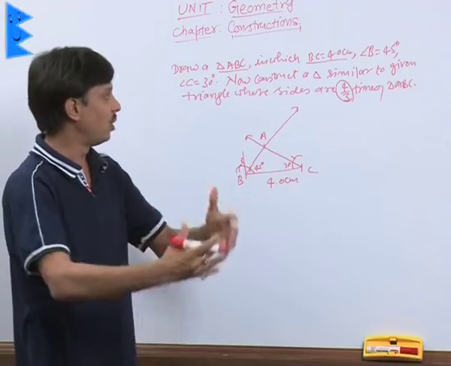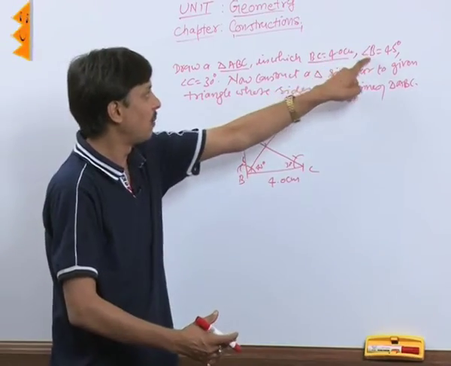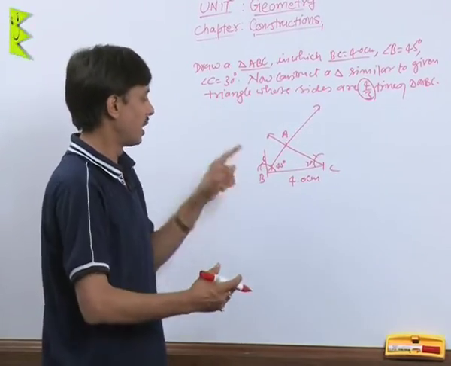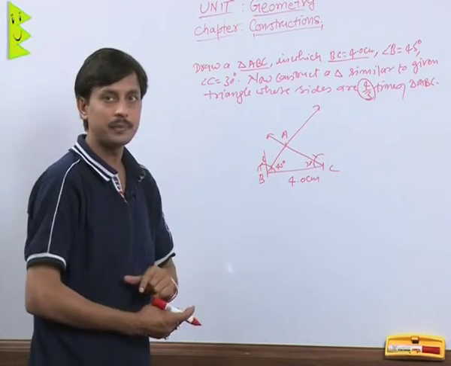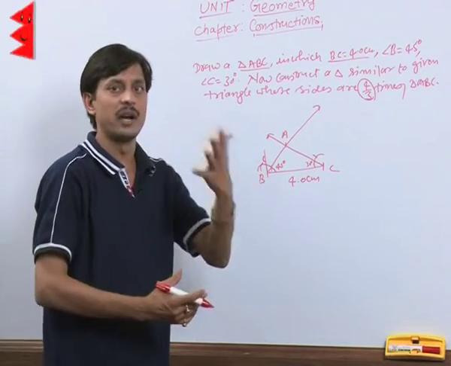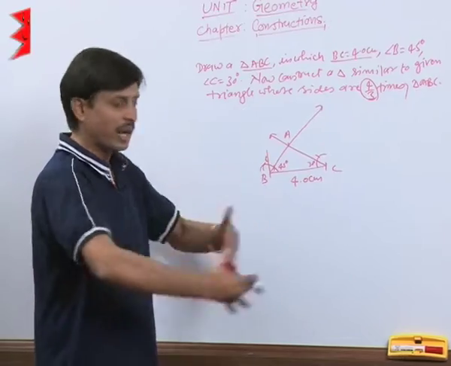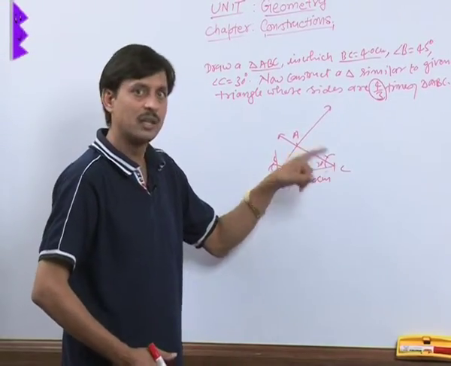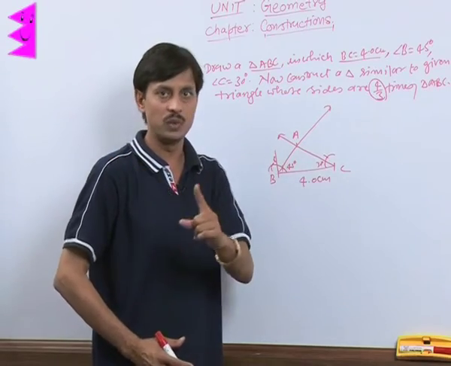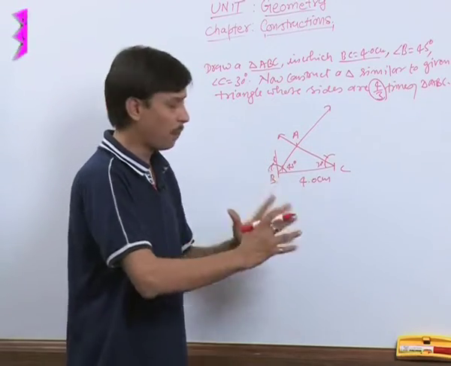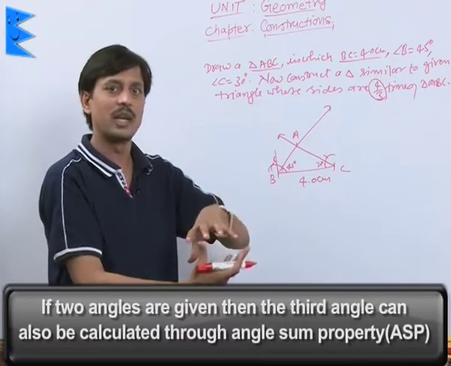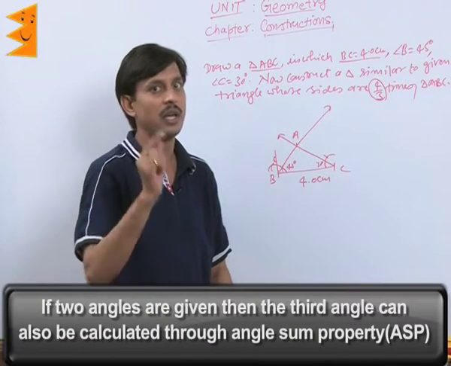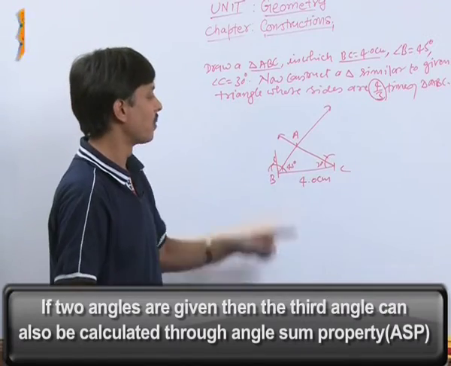Here I want to tell you one thing: in place of angle B and angle C, suppose it is given that angle B is 45 and angle A is 105. Then automatically, with the help of the angle sum property, we can calculate angle C. So there should be no confusion: if two angles are given, then the third can also be calculated using the angle sum property of a triangle, 180 degrees.